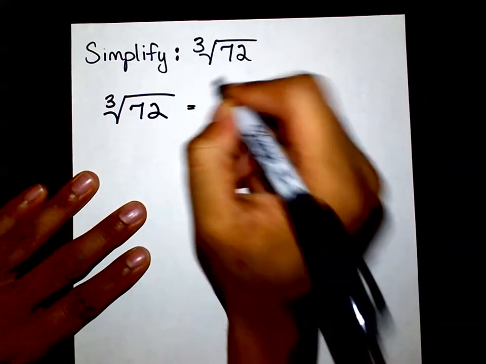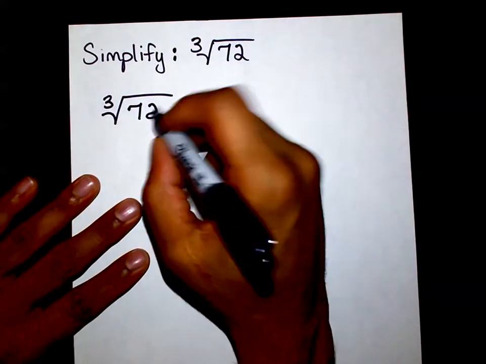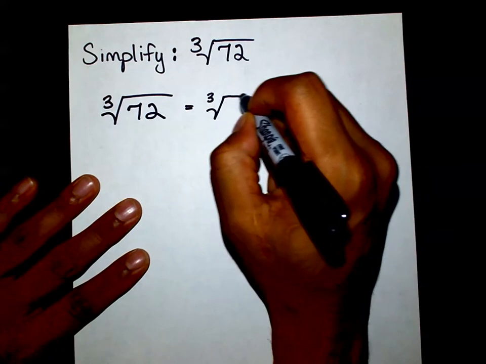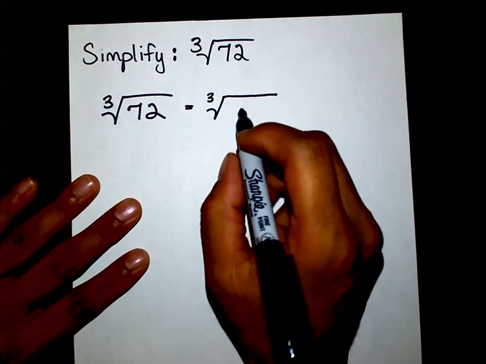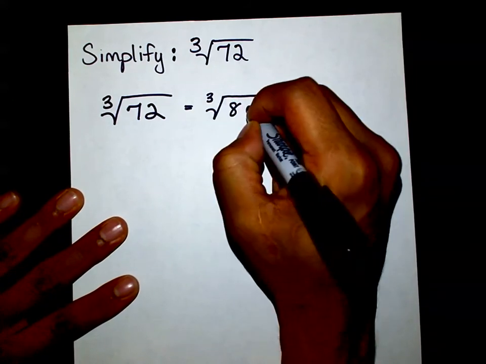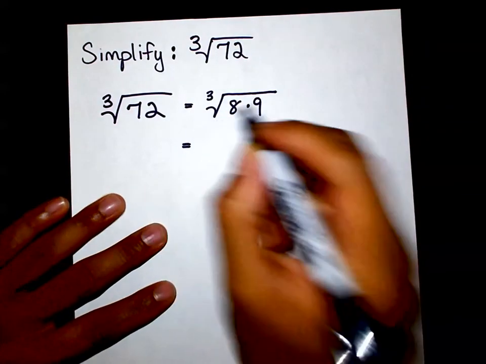Okay. Now, when I rewrite this one, once again, we want to factor. 8 and 9 come to my mind. You can use any other factors you want, just as long as you continue to simplify all the way through. So 8 times 9, that's 72. Okay. Come down here.